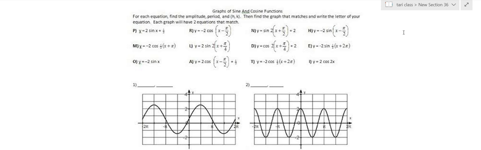So let's look at the first graph. What I was trying to explain earlier in class, but we were having lots of network glitches. So for number one, the A is 2. That's 2.5 minus negative 1.5, minus minus plus, that's 4. So for here, A, the amplitude is 2.